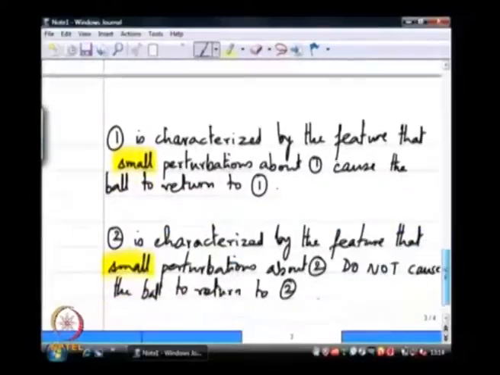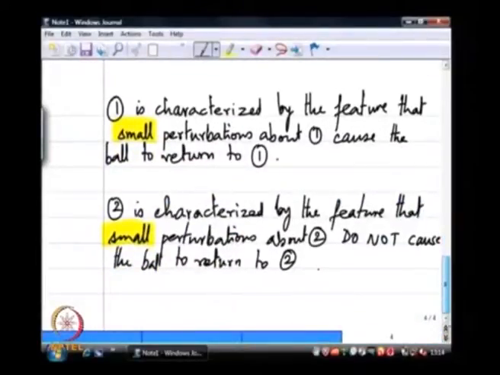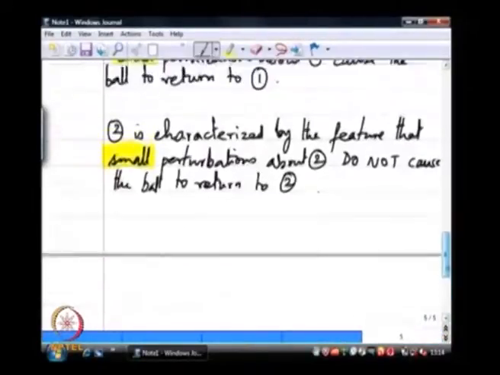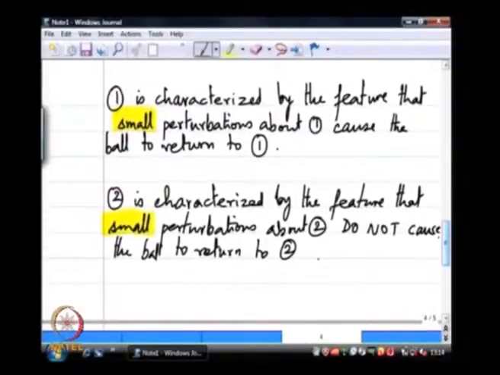Whereas, for small enough perturbations, really speaking, in a mathematical sense, small means infinitesimally small. So, we are only looking at perturbations that are infinitesimally small in comparison to the mean state, to see, if I just move it to its left or to its right slightly, what will it do.